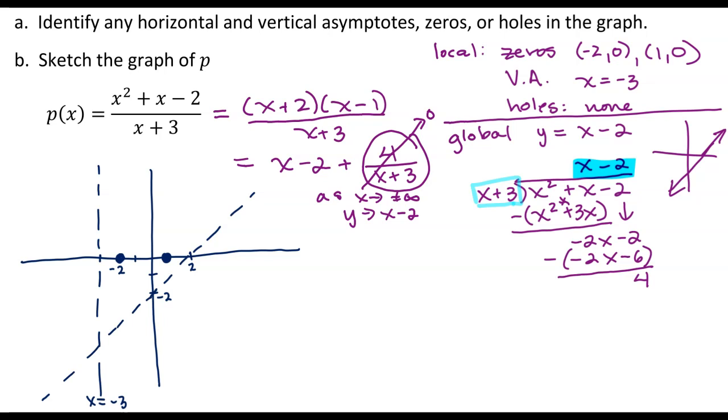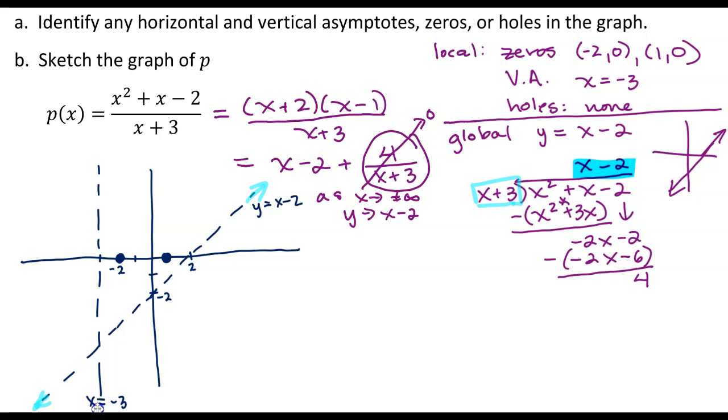All right, so this can be a little tricky for people. What I would do is the exact same plan. It just looks a little bit different. So remember, your global behavior tells you what to do at the far left and right hand sides. So I know that I need an arrow heading out the far left and right hand sides of my graph that's pretty close to that slanted y equals x minus 2.